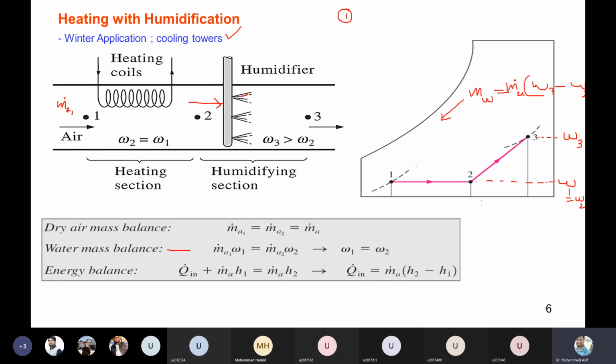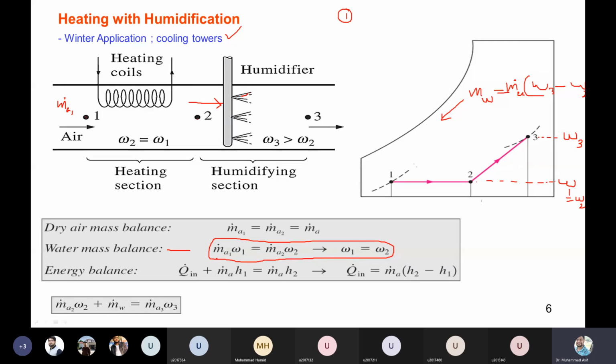So that means Ma1 omega 1, in that case, is equal, for 1 to 2, as you can see there is no change from 1 to 2. However, there is a change between 2 and 3. So you have to again introduce a new balance between 2 and 3. So between 2 and 3, omega 2 into Ma plus the MW should be equal to omega 3 into Ma3.